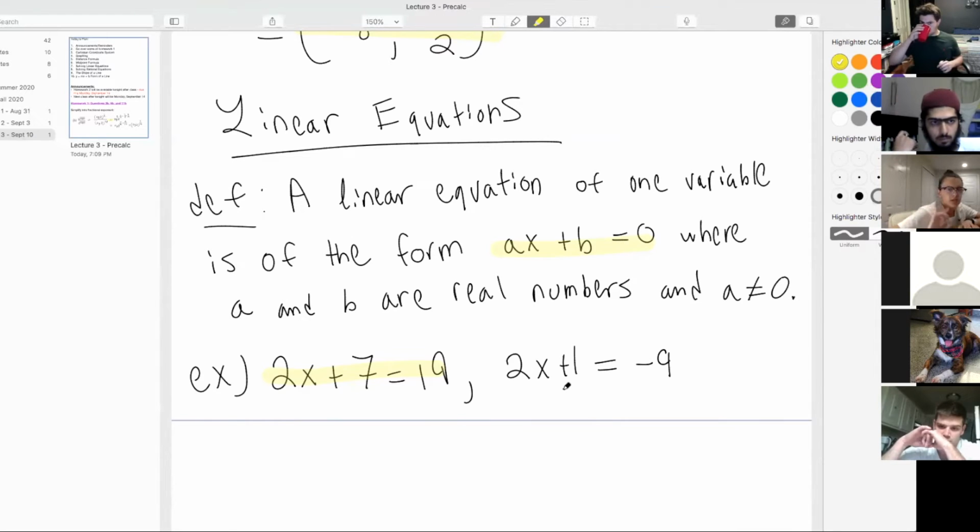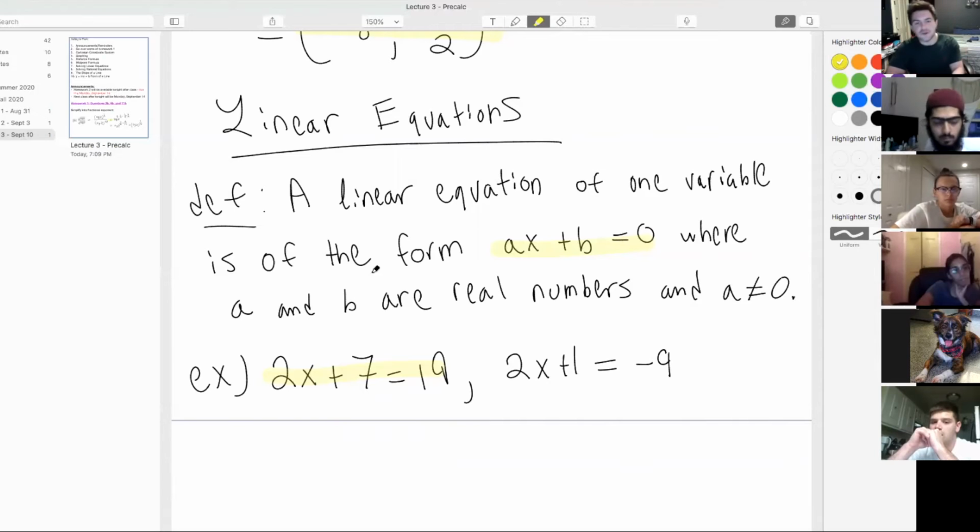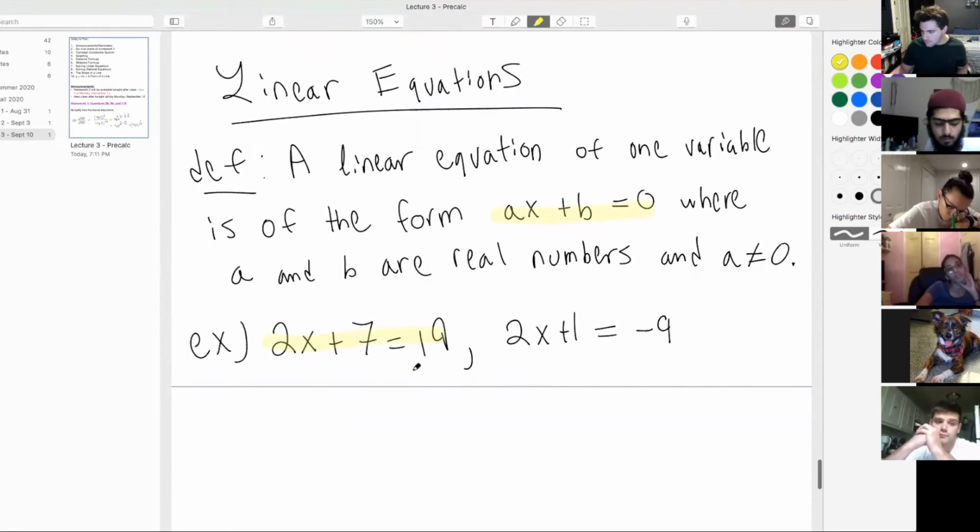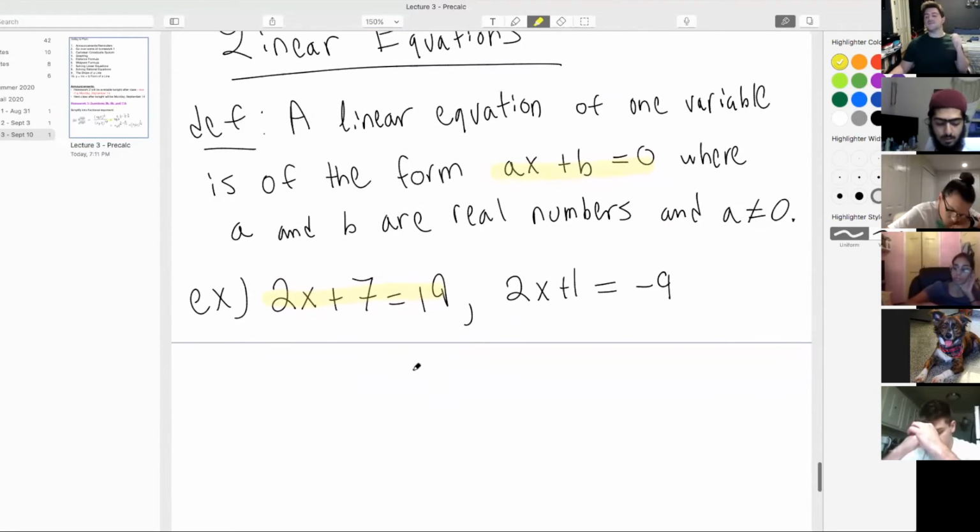Can't you technically move over what's on the right side of the equal sign, and then set it equal to 0? Exactly. For instance, in this first example, just like Julia said, I can subtract 19 on both sides, and that would create a 0 on the right side, which then has the form ax plus b equals 0. Very cool.